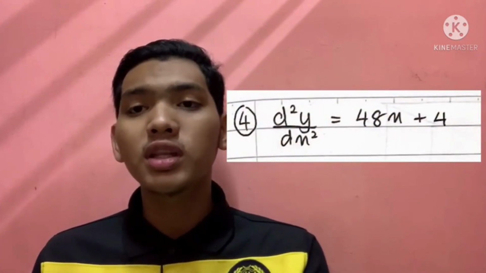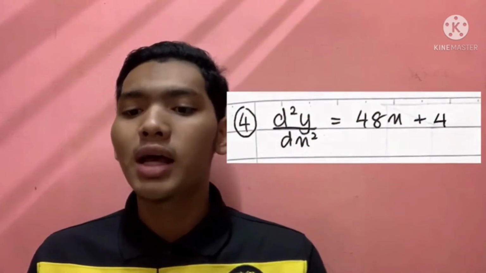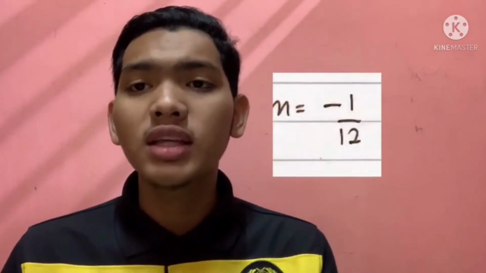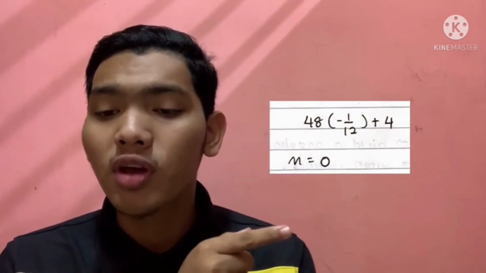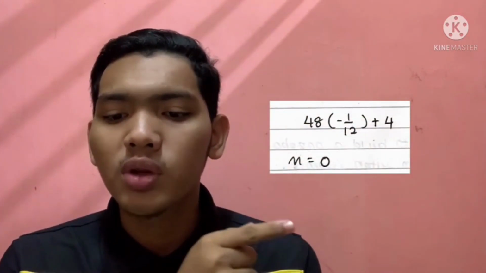So d squared y over dx squared equal to 48x plus 4. We take the value of x, negative 1 over 12, and put it inside the equation. So it will be 48 bracket negative 1 over 12 plus 4, and you will get 0. So d squared y over dx squared equal to 0, and this is an inflection point.